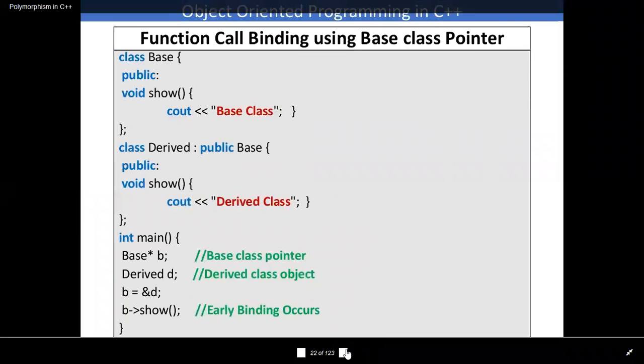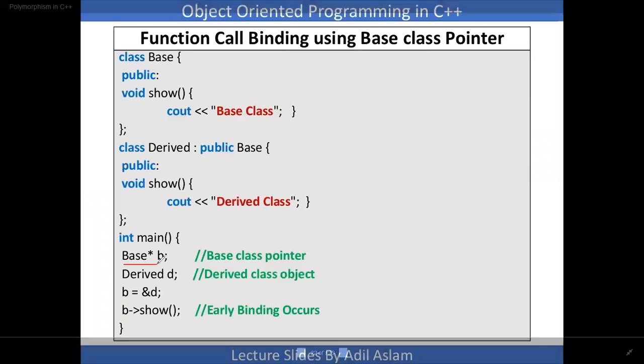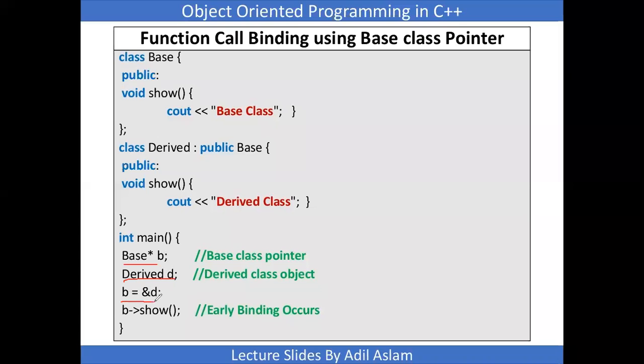The problem starts if we use a pointer. Normally, all this code is the same. But this is a pointer to the base class and this is an object of the derived class. Now we have declared a pointer to the base class and we have created an object of the derived class. Now we are assigning the address of the derived class to this b. We know what a pointer is. A pointer is a variable that can store an address. And when we write b equals &d, it stores the address of d.